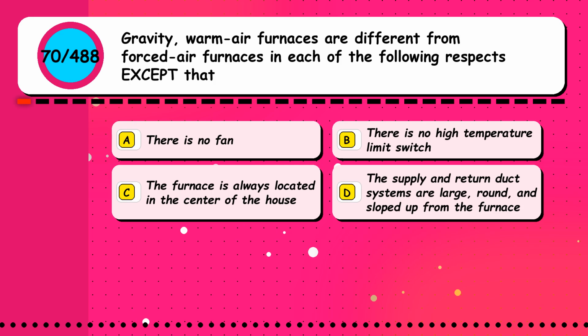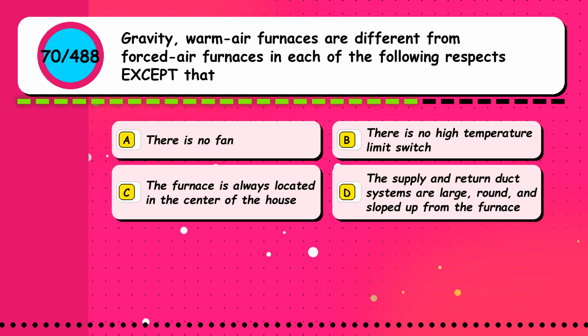Question 70. Gravity warm air furnaces are different from forced air furnaces in each of the following respects except that: option A, there is no fan. Option B, there is no high temperature limit switch. Option C, the furnace is always located in the center of the house. Option D, the supply and return duct systems are large, round, and sloped up from the furnace.